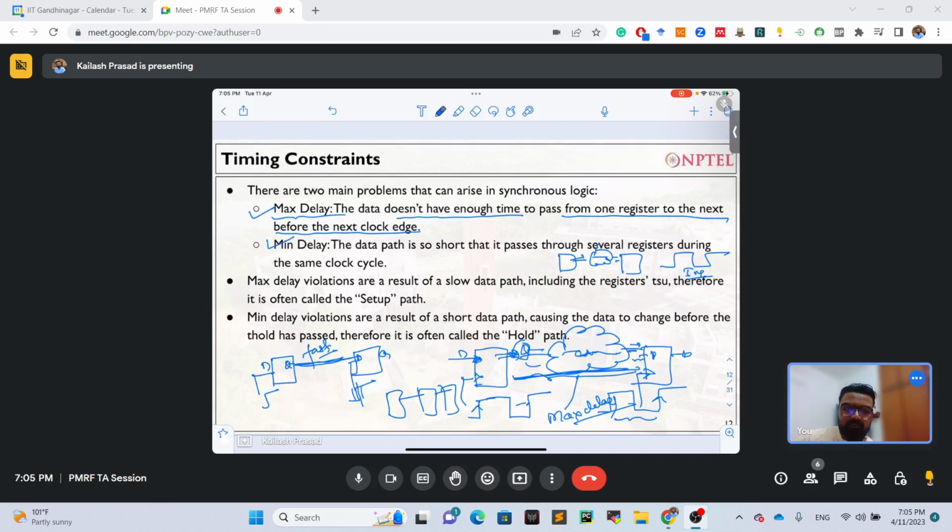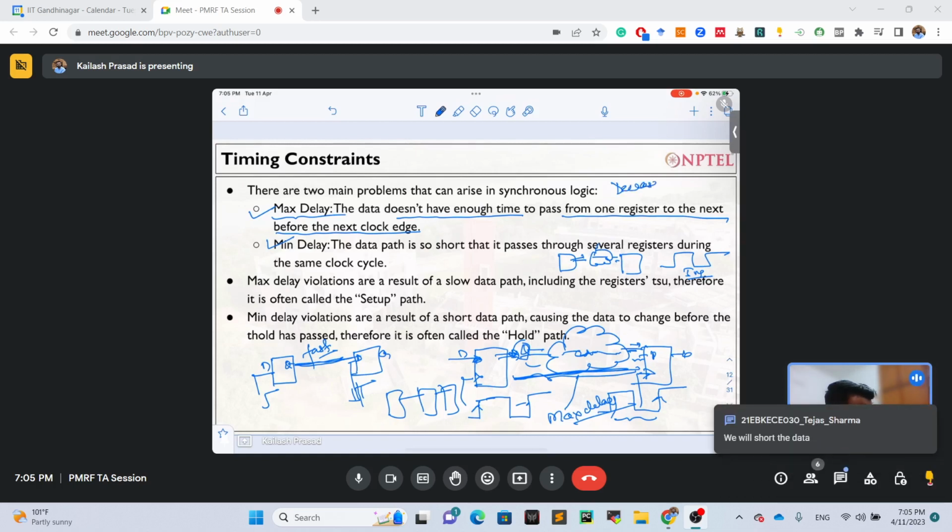Anyone? Just a guess. It's very simple. I've given you 5 nanoseconds, this is the time you have for this. We can decrease the size. Okay, that's an interesting answer. Decrease the size of logic, decrease the size of the path.